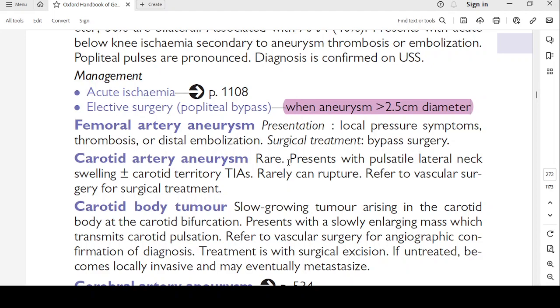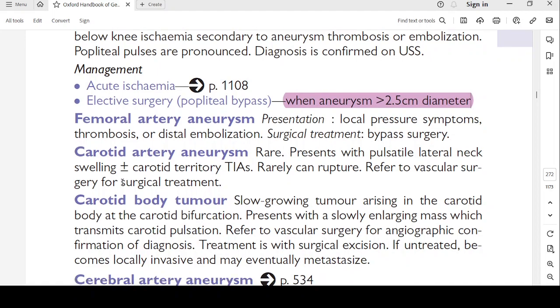Carotid aneurysm: rare. Presents with a pulsatile lateral neck swelling, plus or minus carotid territory TIAs. Rarely can rupture. Refer to vascular surgery for surgical treatment.